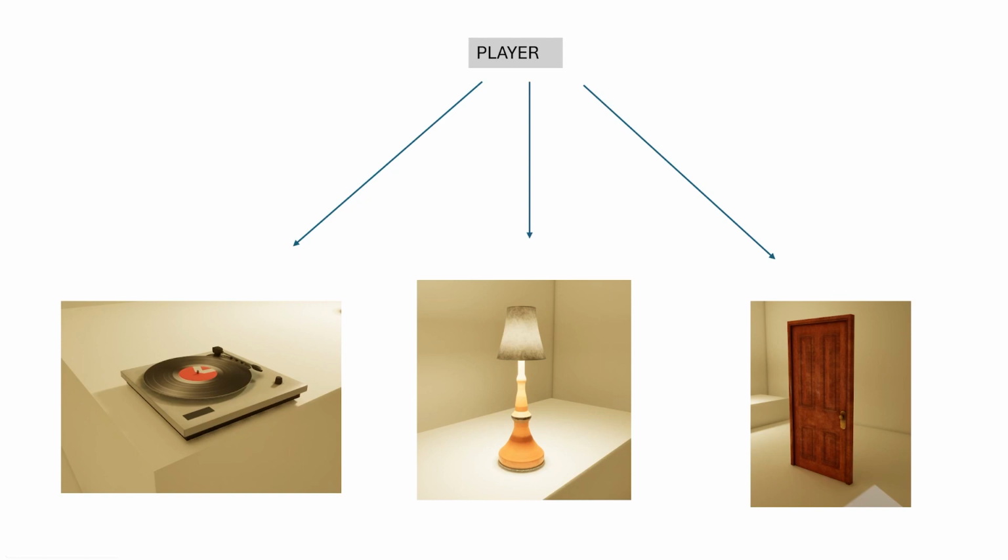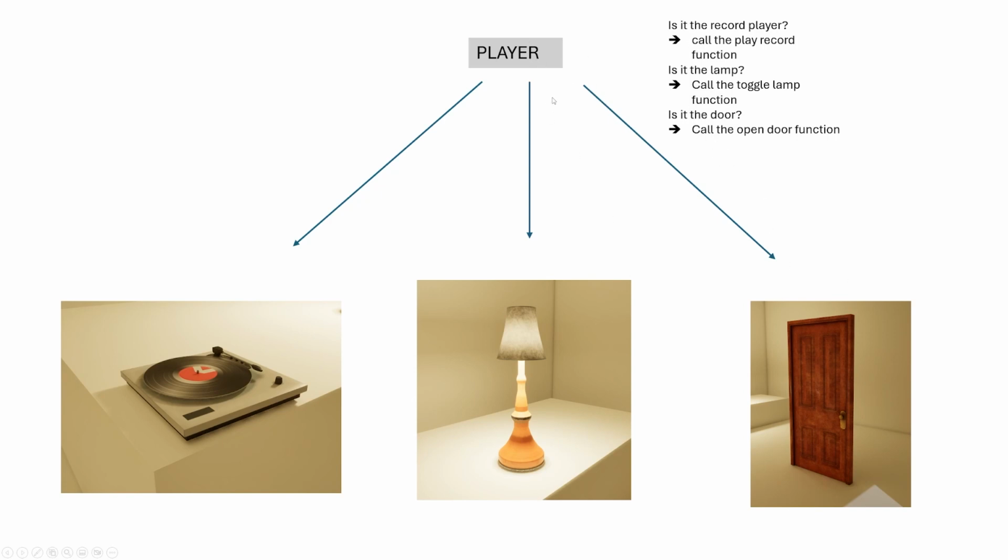The way you might do this without interfaces is we'll cast out a ray, and if we hit our lamp, we'll go, okay, is the thing we hit a lamp? And then we'll go, yes, okay, we'll call the toggle lamp function. But we also want to interact with a door and a record player, so we also have to check every time we cast out a ray, did we hit the record player? If so, okay, play the play record function. Did we hit the door? Okay, if so, call the open door function.